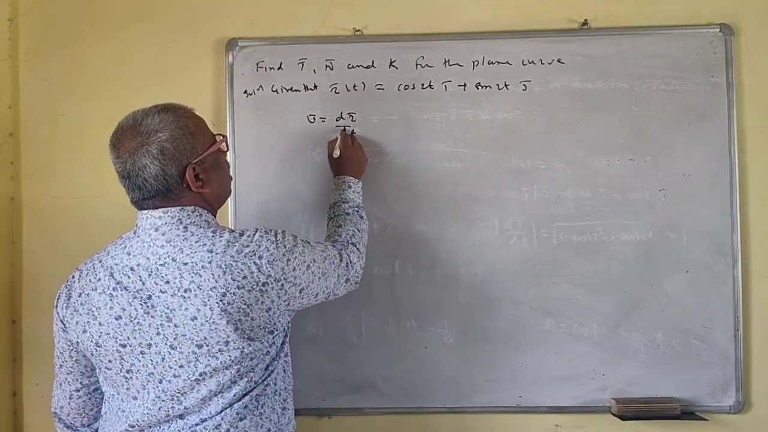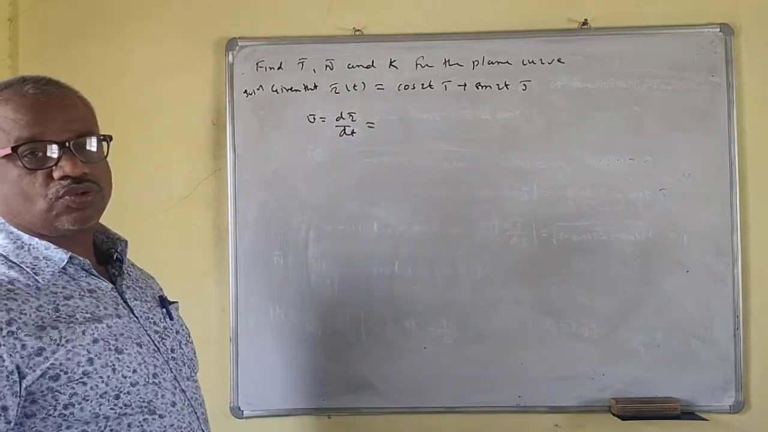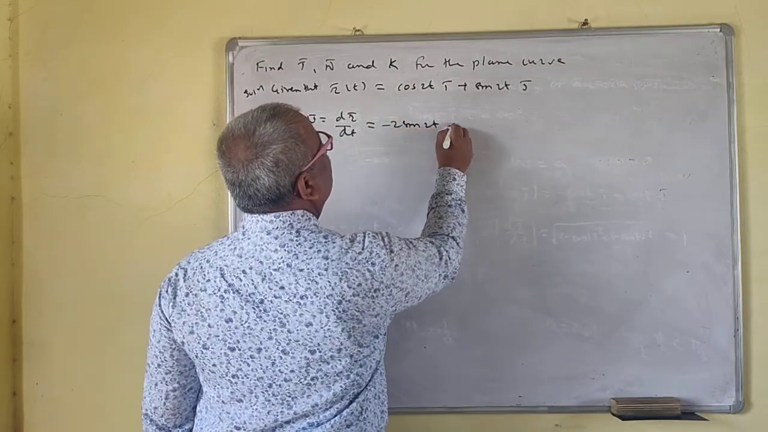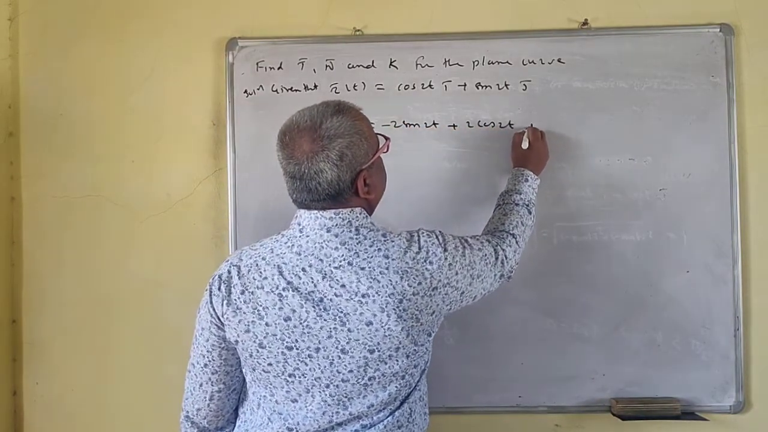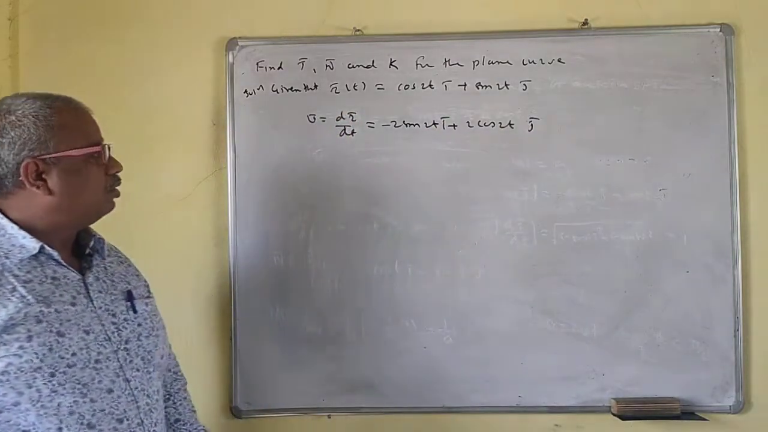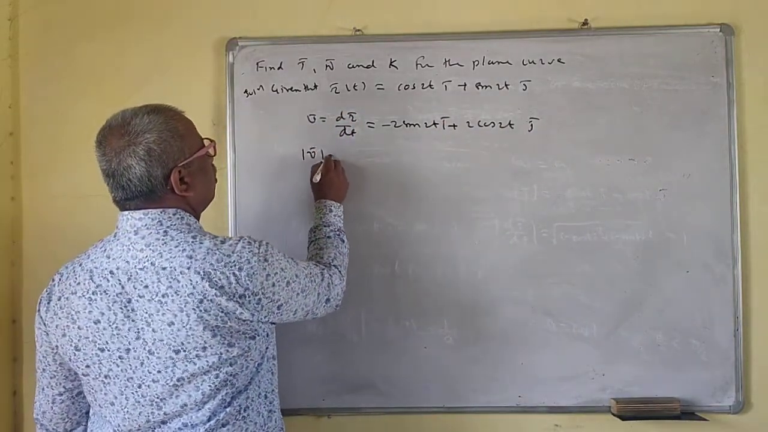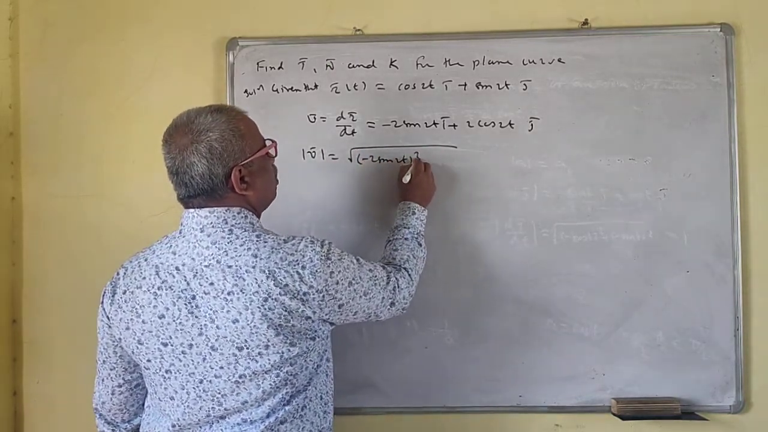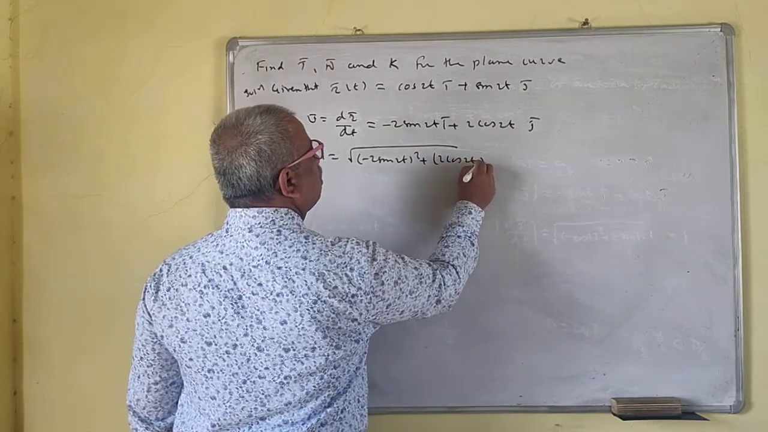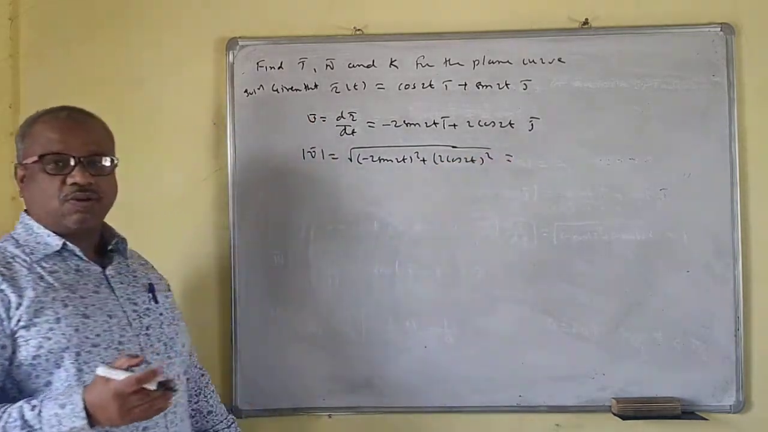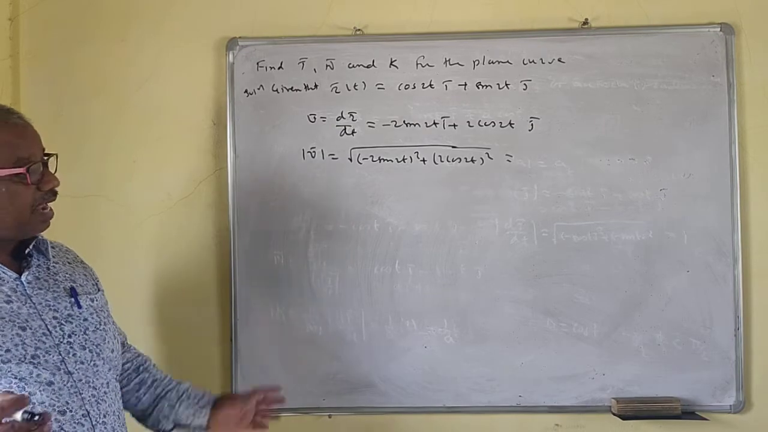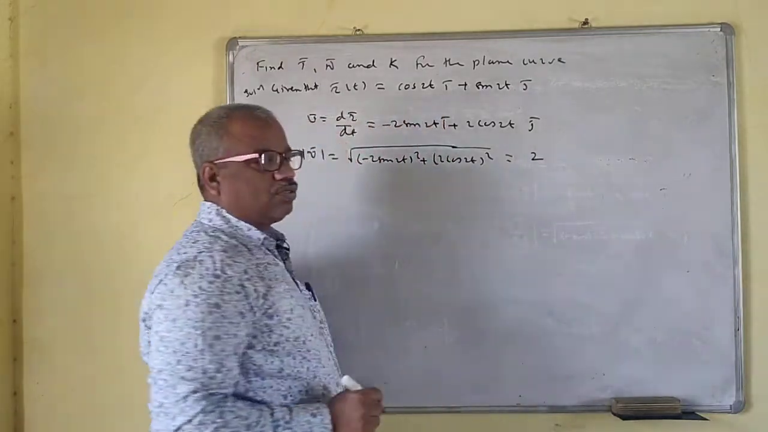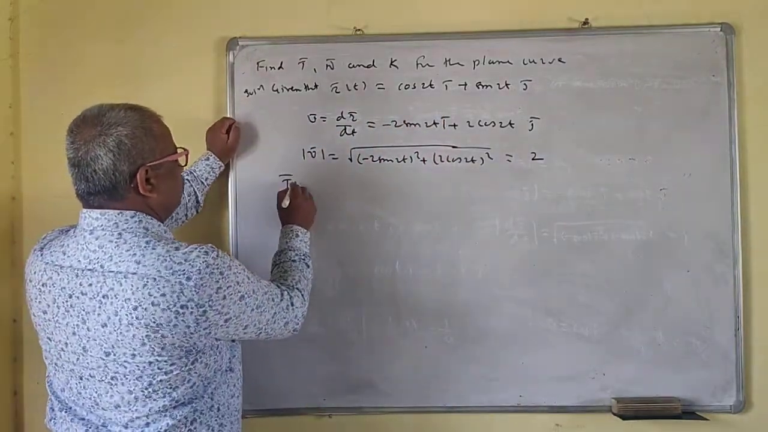So V bar is equal to dr bar by dt. So the derivative of cos 2t is minus 2 sin 2t i bar plus 2 cos 2t j bar. Okay, so mod of V bar is the root of minus 2 sin 2t squared plus 2 cos 2t squared. So 4 will be common, and sin squared 2t plus cos squared 2t is 1, since the angle is the same, so this is 2.